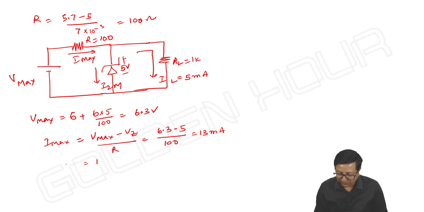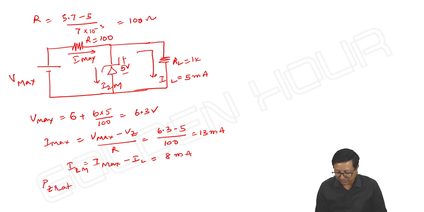Okay, so what about IZM then? I max minus IL. It is 13 minus 5, okay, 8 milliampere. IZM we have got. Then PZ rated, minimum power rating.